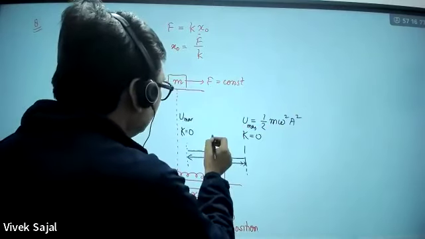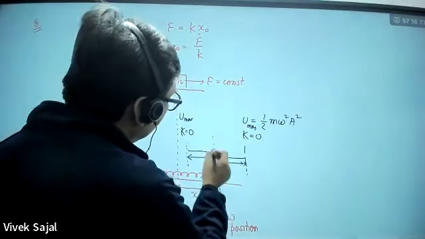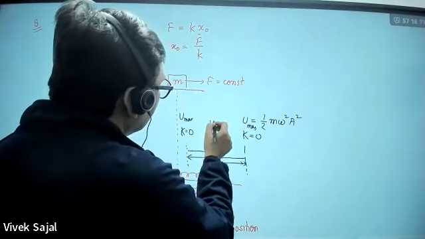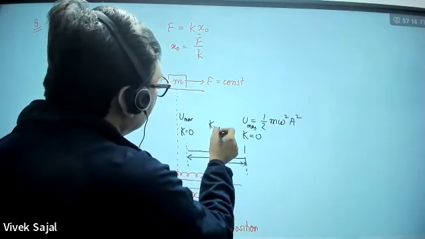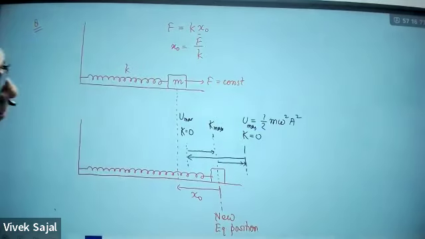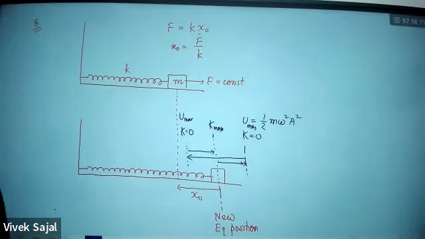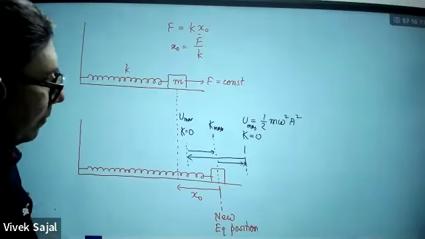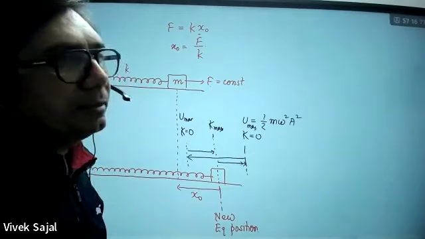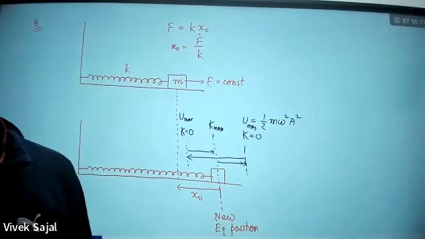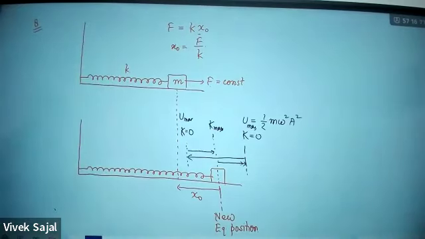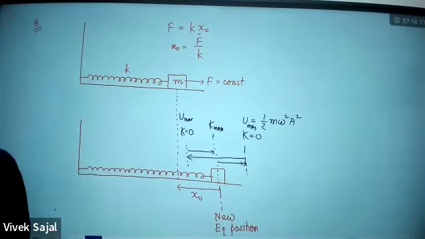At this equilibrium position, what will happen? K maximum will be there. Here it will be K max. So at this equilibrium position, you are going to have K max. You want to find out this K max, or the maximum velocity. Then you have to solve this now.